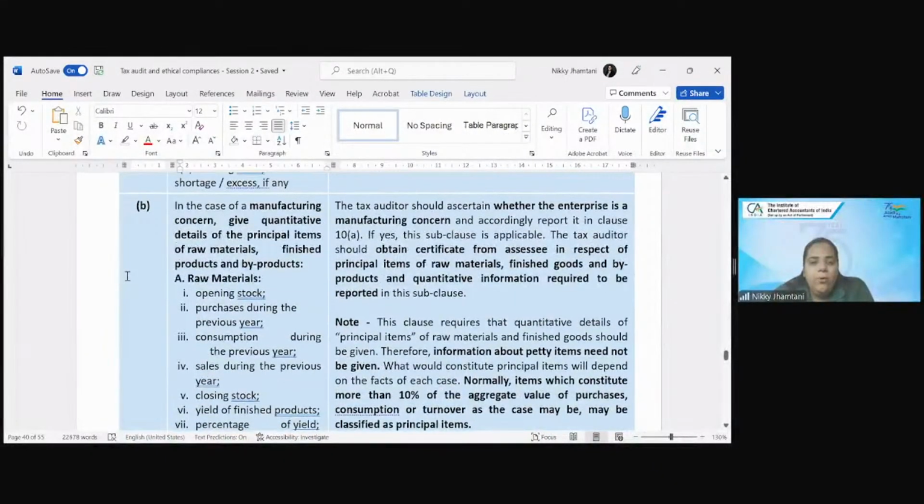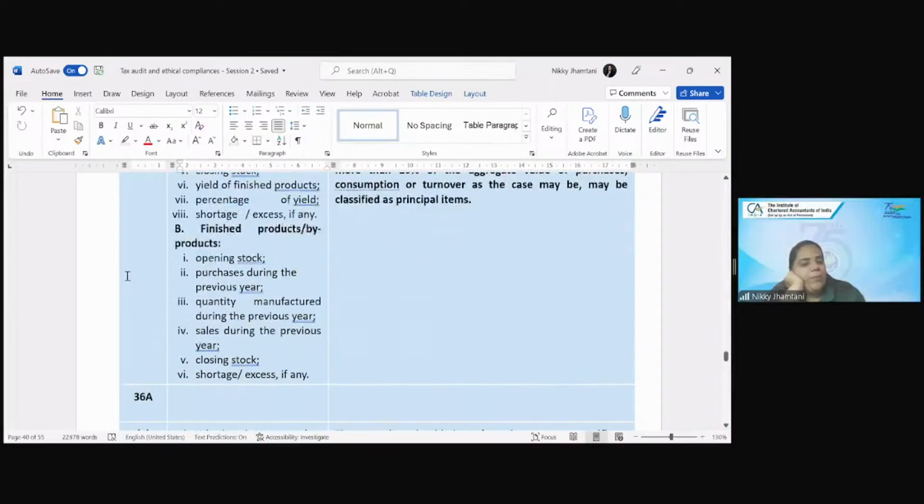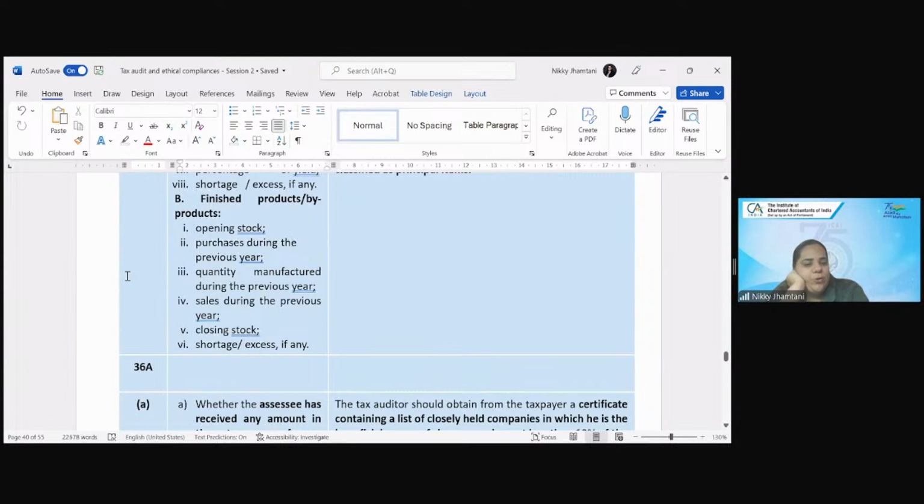Then we come on to a manufacturing concern. So in the case of a manufacturing concern, quantitative details of principal items of raw materials, finished products and byproducts. So raw materials में देना है opening stock, purchases, consumption, sale, closing stock, yield of finished products, percentage of yield, shortage or excess if any. Finished products or byproducts में देना है opening stock, purchases, quantity manufactured, sales during the previous year, closing stock, shortage, excess if any.